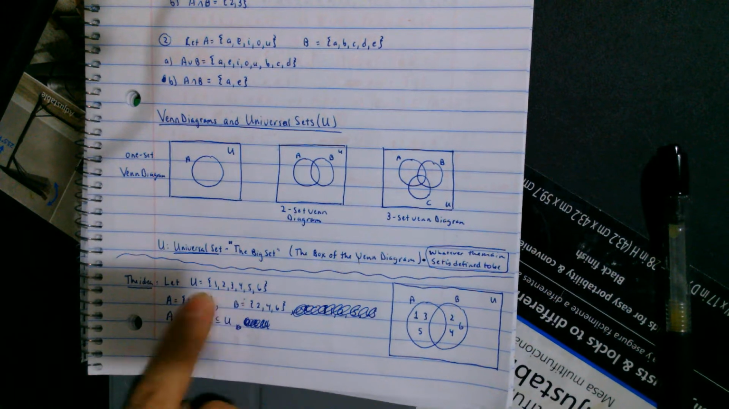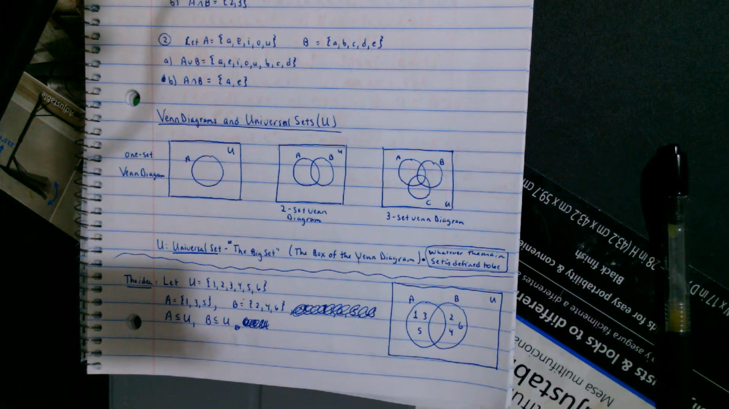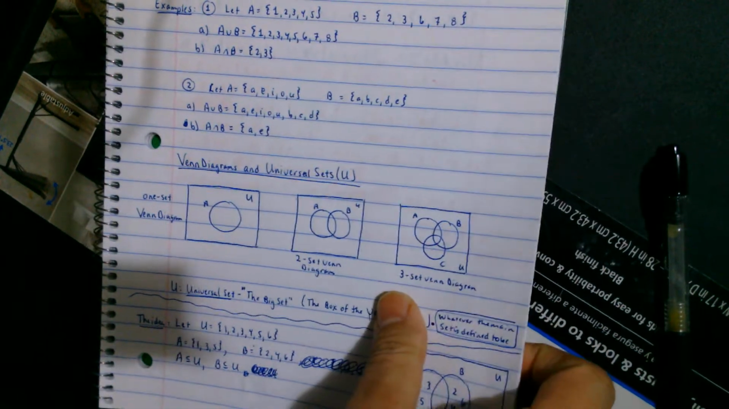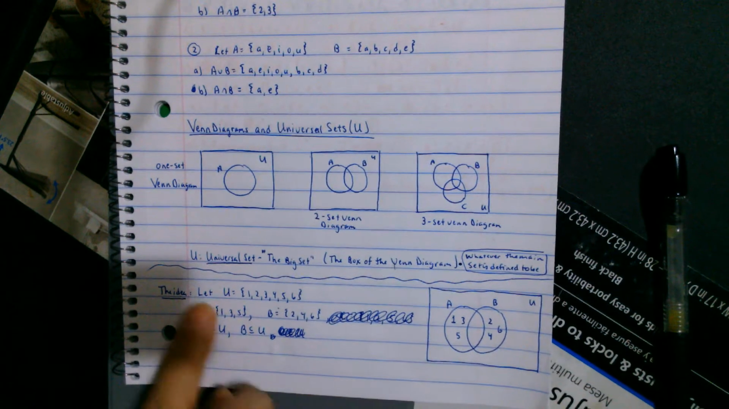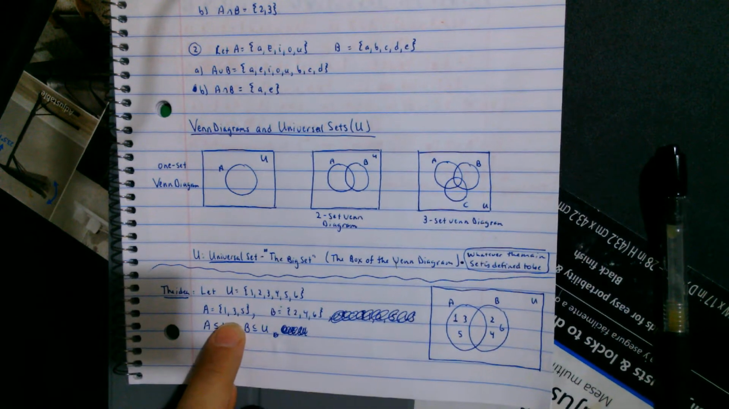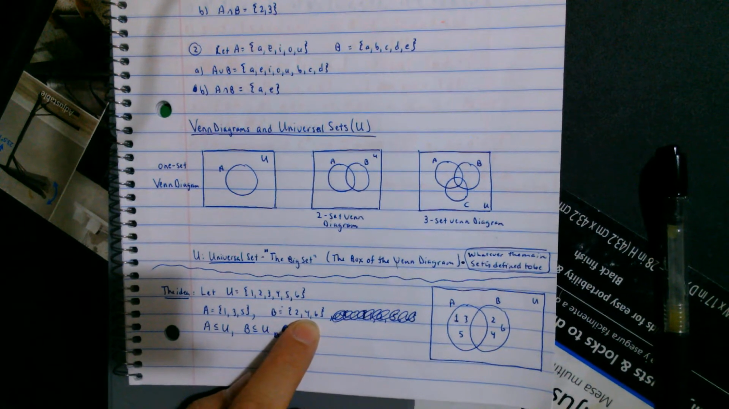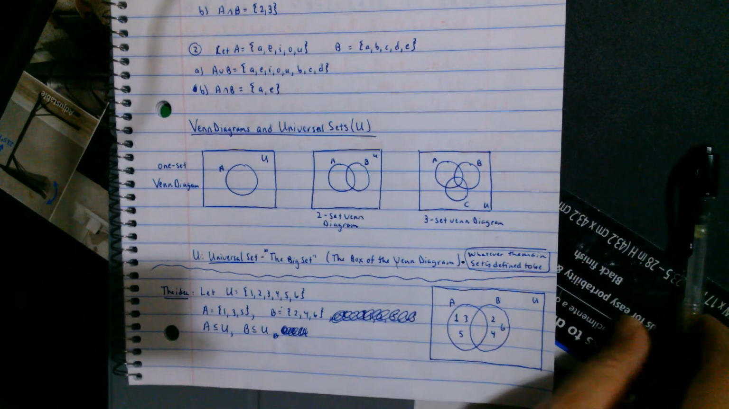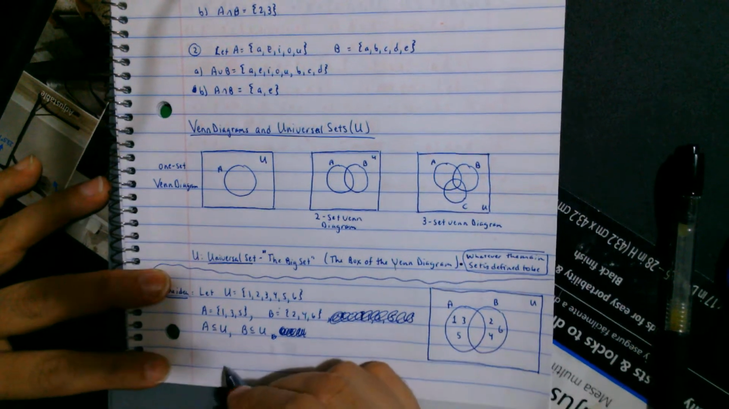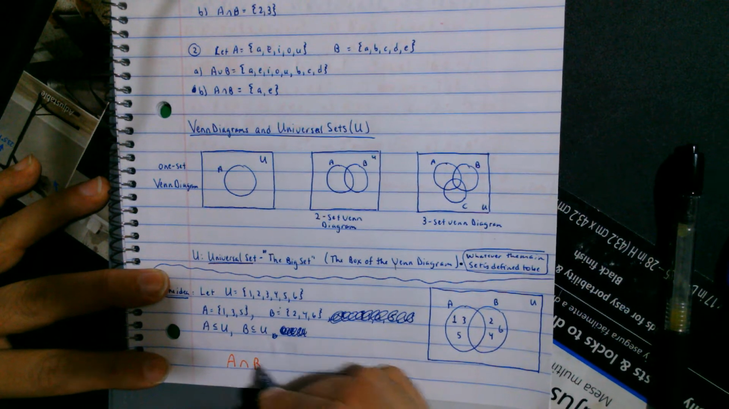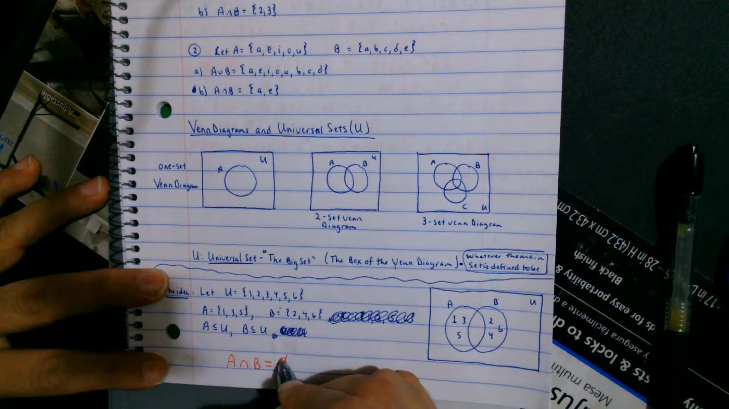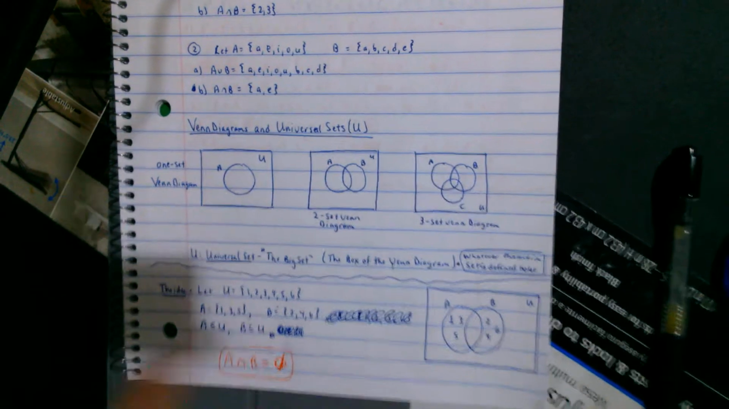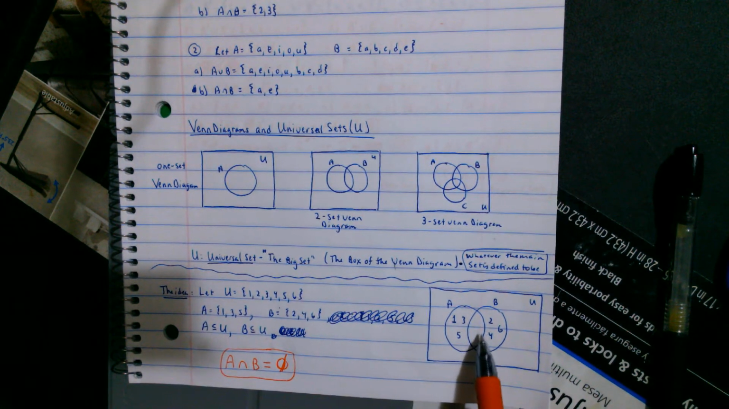So if we look at this example, the universal set, the main set you're talking about, is the set 1, 2, 3, 4, 5, and 6. If that is your focal point, and set A is 1, 3, and 5, and set B is 2, 4, and 6, notice that A and B have nothing in common. So I'm going to add this here. Notice that A intersect B is the empty set, because A and B don't share anything. So when you intersect them, there's nothing in their intersection.